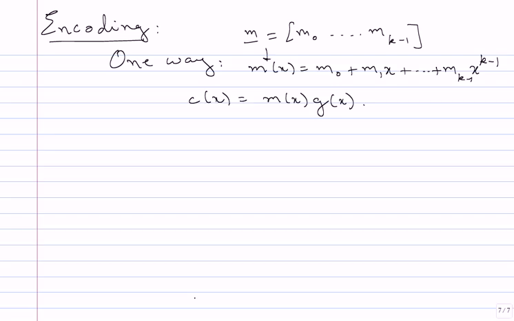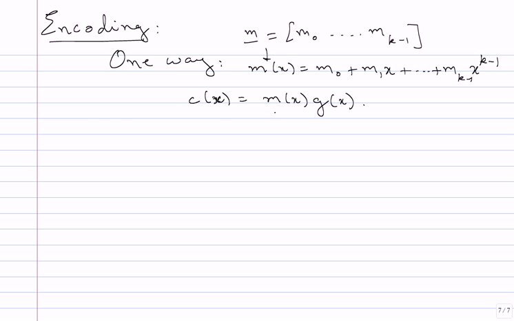Systematic encoding gets rid of that problem. But mapping m(x) to m(x) times g(x) is not going to solve that problem for you. So what you do is some other mapping, a slightly different mapping which still has a very simple implementation, but ends up being systematic. That is what we'll see now.